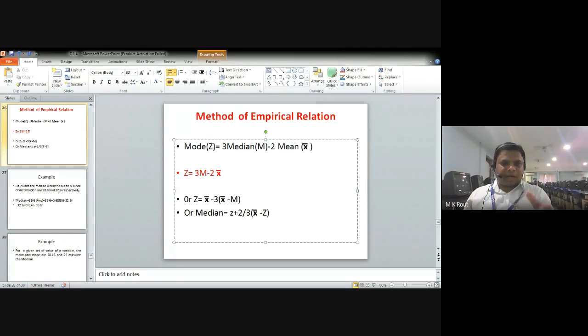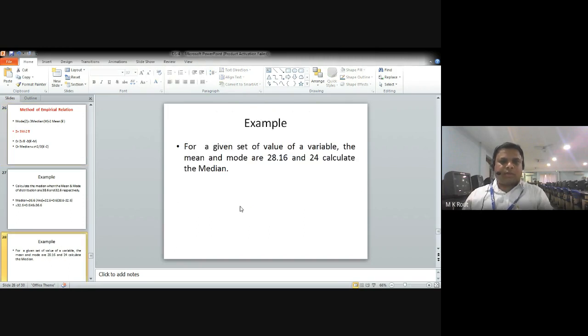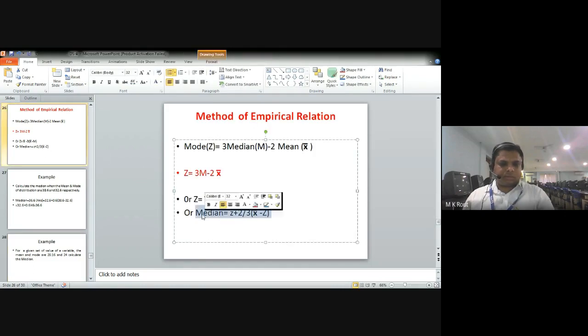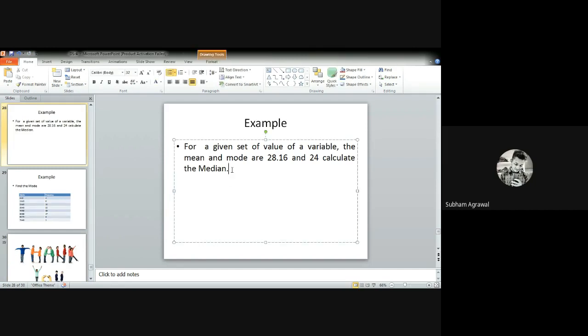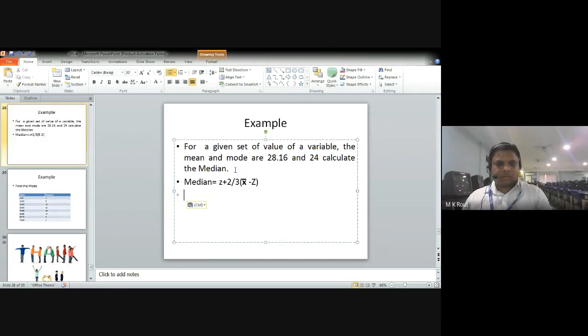Okay, it is difficult to write in case of virtual way. Clear? There is some mathematical table should be required in case of PowerPoint presentation. Clear? Moving to the next one. Try to solve next one. Here, for a given set of value of variable, the mean and mode are 28.16 and 24. Calculate the median.